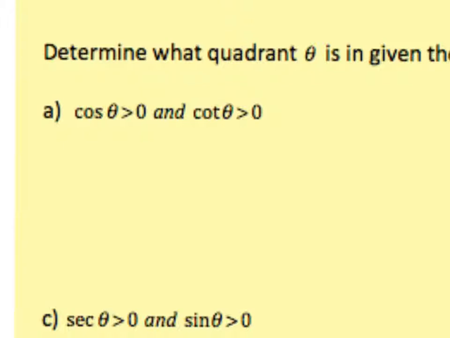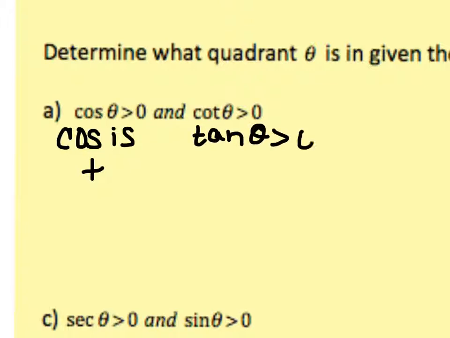So it says cosine theta is greater than 0. That means if I have numbers greater than 0, those numbers are going to be positive. So this is saying cosine is positive. The second one is saying cotangent is greater than 0. Well, to make this a little bit more familiar to us, let's just say tangent of theta is greater than 0, because that's what I have written on my unit circle. So if tangent is greater than 0, that means tangent is also positive.